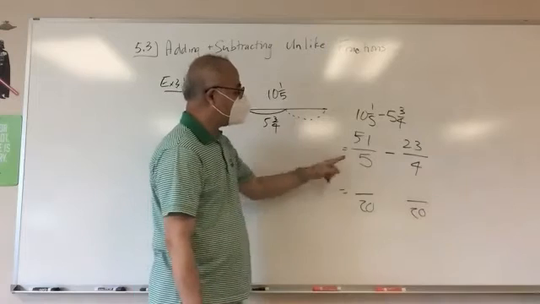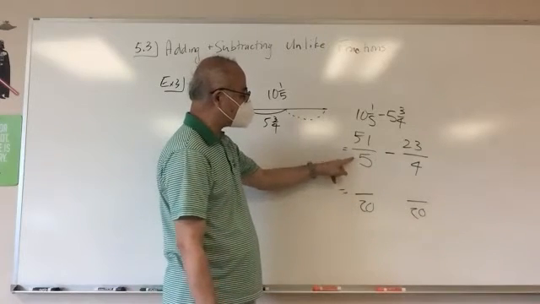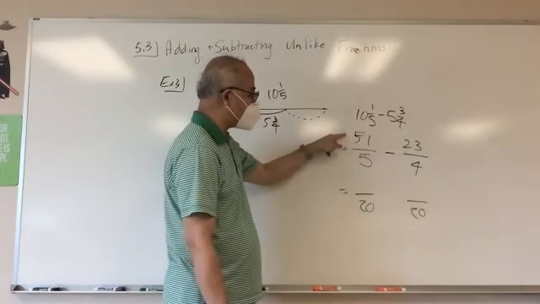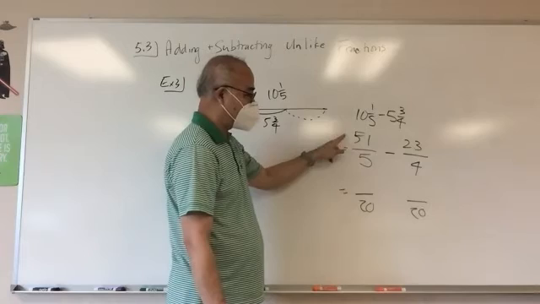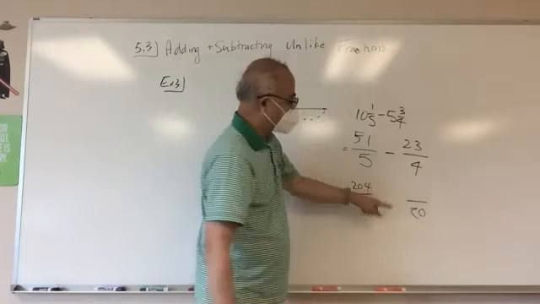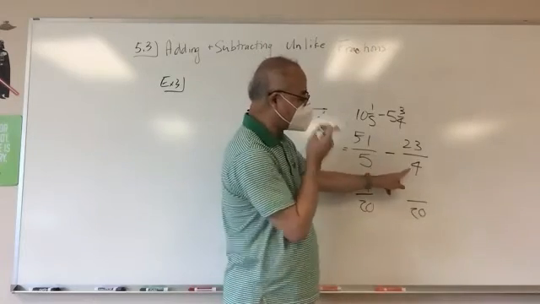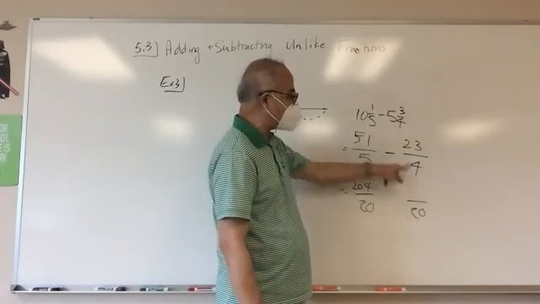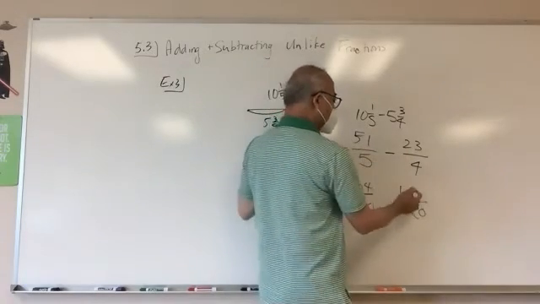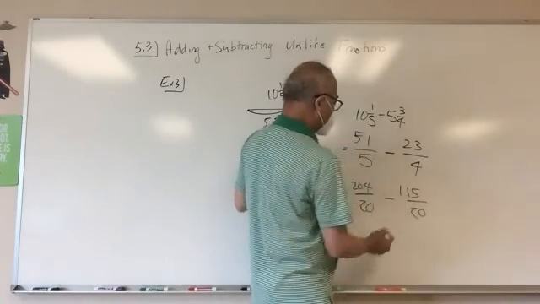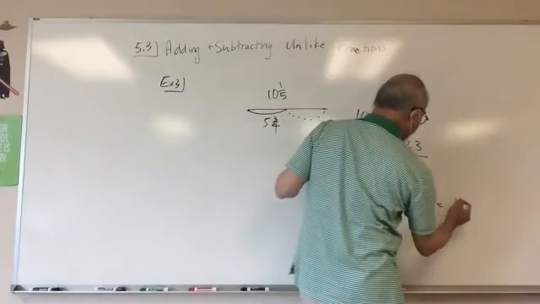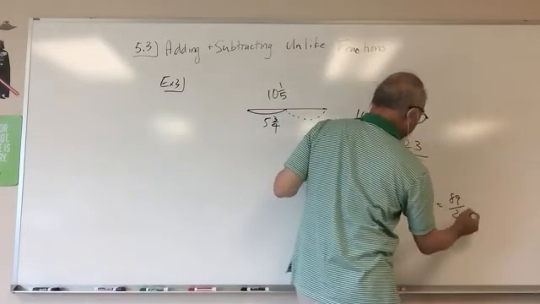So in order to go from 5 to 20, what did I do? I multiplied this by what? 4. So that means I have to multiply the top by 4 also, right? Good. That's 204. The bottom over here, I went from 4 to 20, so I multiplied it by 5, which means I have to multiply this guy by what? 5. Okay, which is 115. Okay, so what do I get? I get 89 over 20.